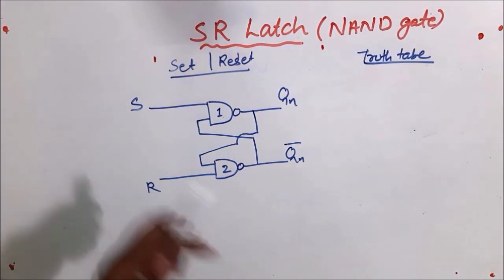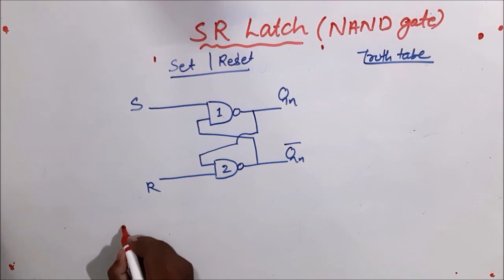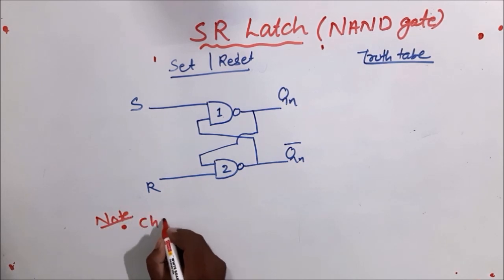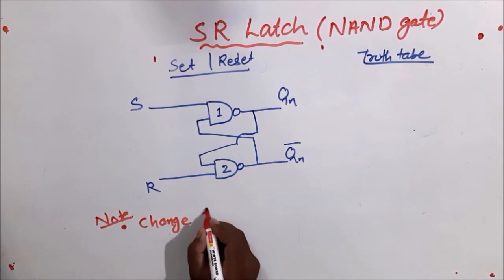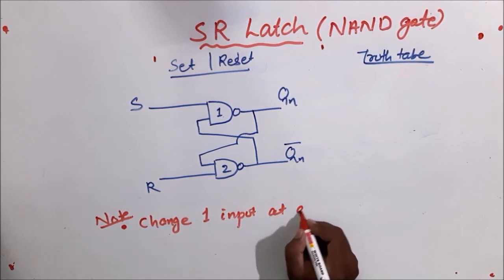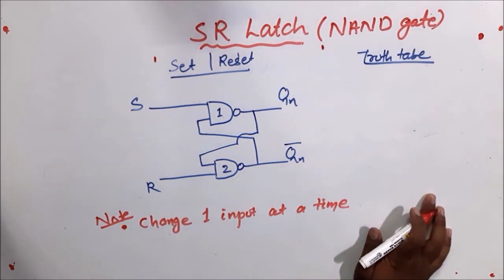One more important thing: to design the truth table, you should not change the inputs simultaneously. Take note, change one input at a time. So you should change one input at a time.